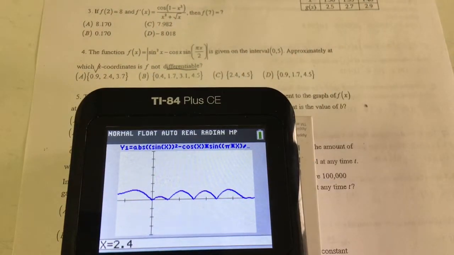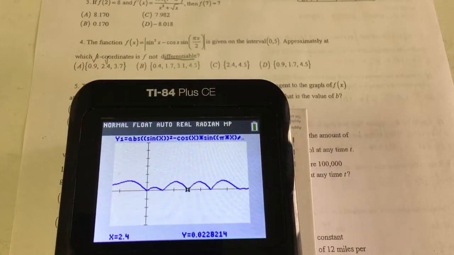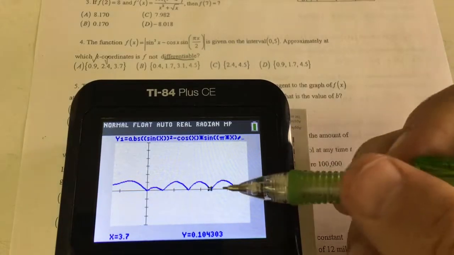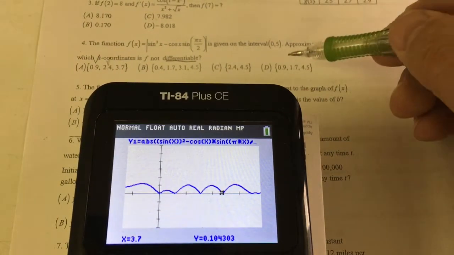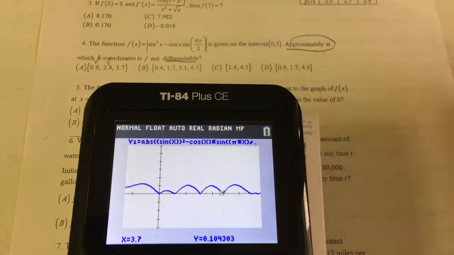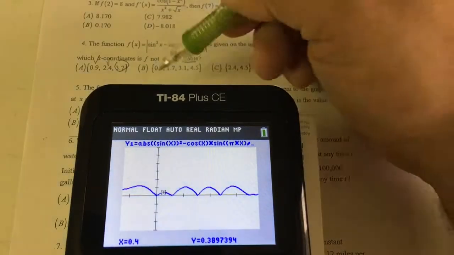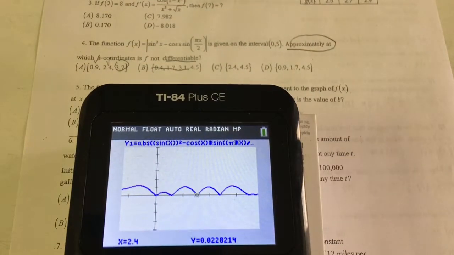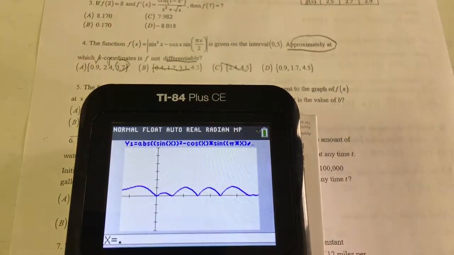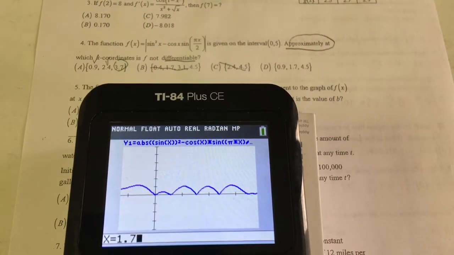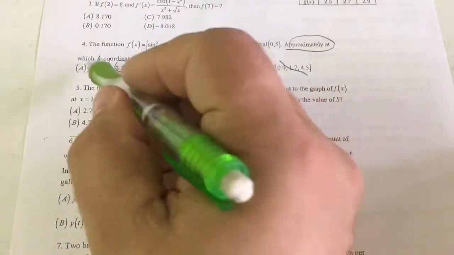Then I'm going to type in 2.4. I don't even have to retype it. It's pretty nice. And that lands me on a cusp. And then I type in 3.7. That almost lands me on a cusp. So, being that this is AP BC, it says approximately at which coordinates. I'm going to put an 80 on that one. And now I'm going to type in these other ones. 0.4, definitely not at a cusp, so it can't be B. 2.4, at a cusp. 4.5, not at a cusp. It can't be that one. 0.9, we already said yes. 1.7, no. So it can't be that choice. It has to be not differentiable at these coordinates.